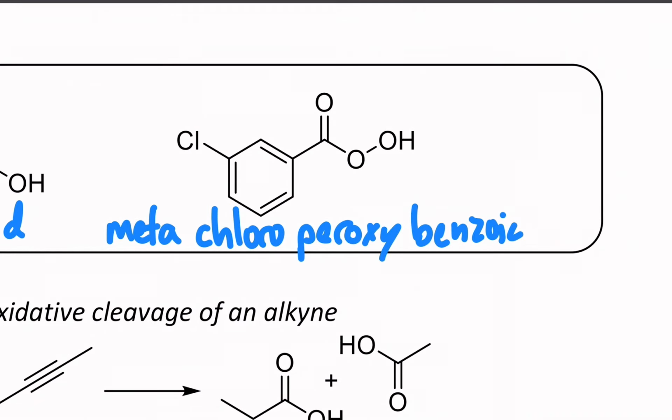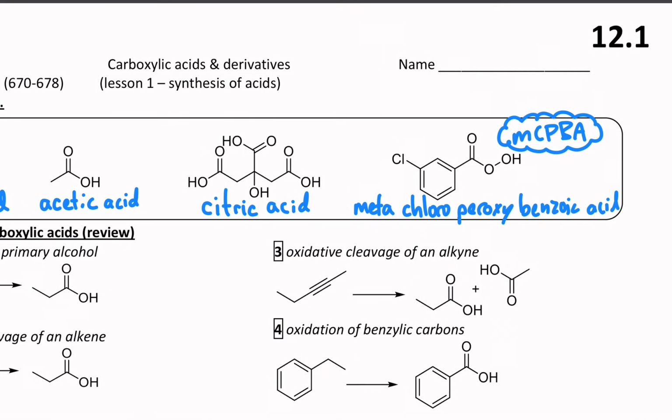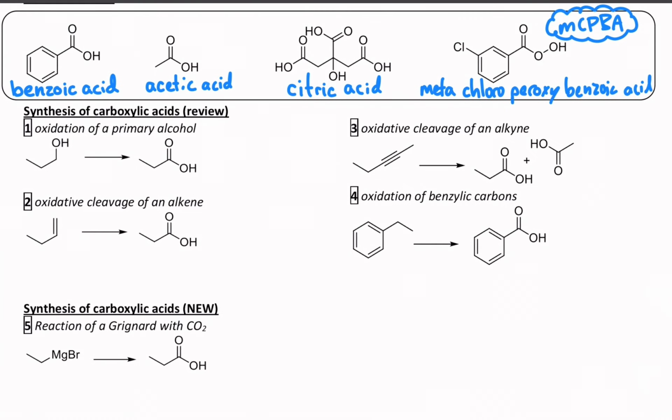Just as a reminder of a reagent you've seen before, and hopefully you're saying to yourself, yeah, that's MCPBA, which you've seen to turn alkenes into epoxides, and more recently how to make ketones become esters via the Baeyer-Villiger oxidation. So those are just some common acids that every chemist should be able to recognize.